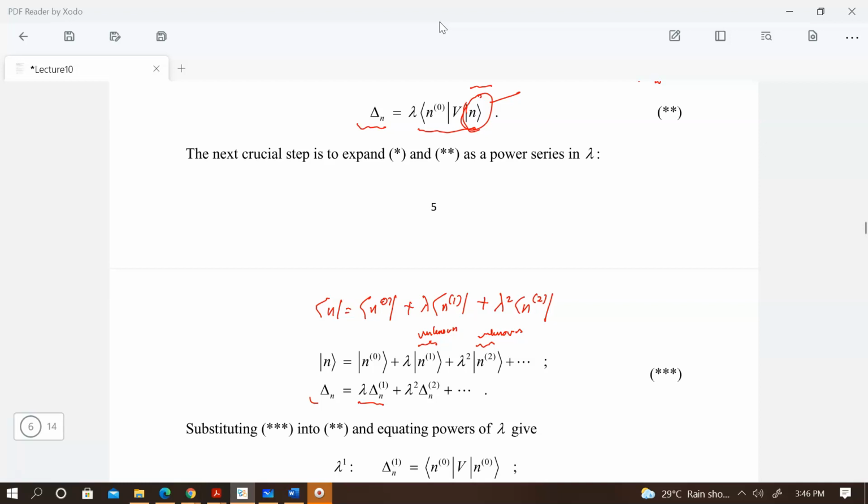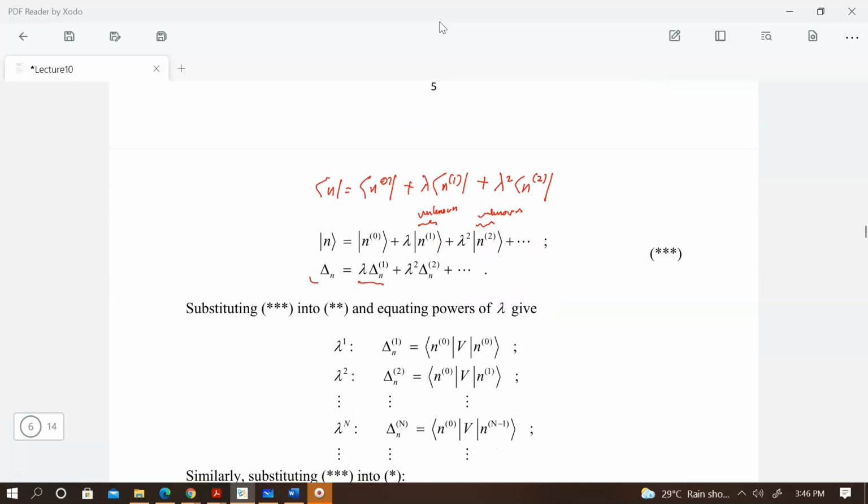Okay, sorry, I don't need it. But essentially, the thing that we need is this n0 term multiplying with the first order term over here. So that's why you'll get this n0 V n0 thing for this delta n1. Okay, so this is from the right hand side, this is from the left hand side.